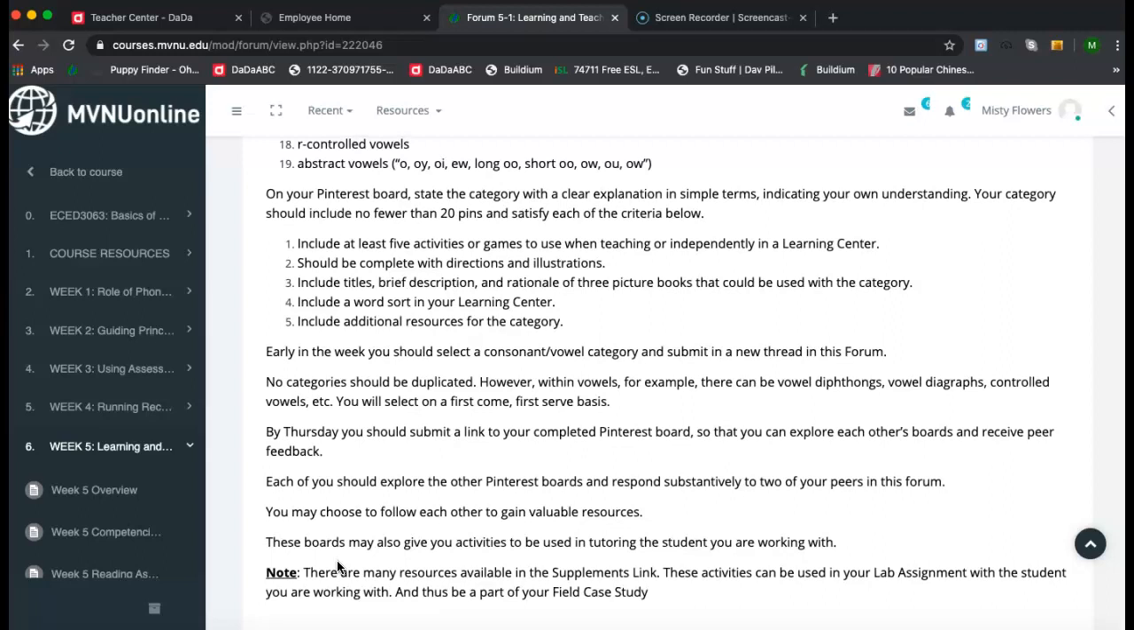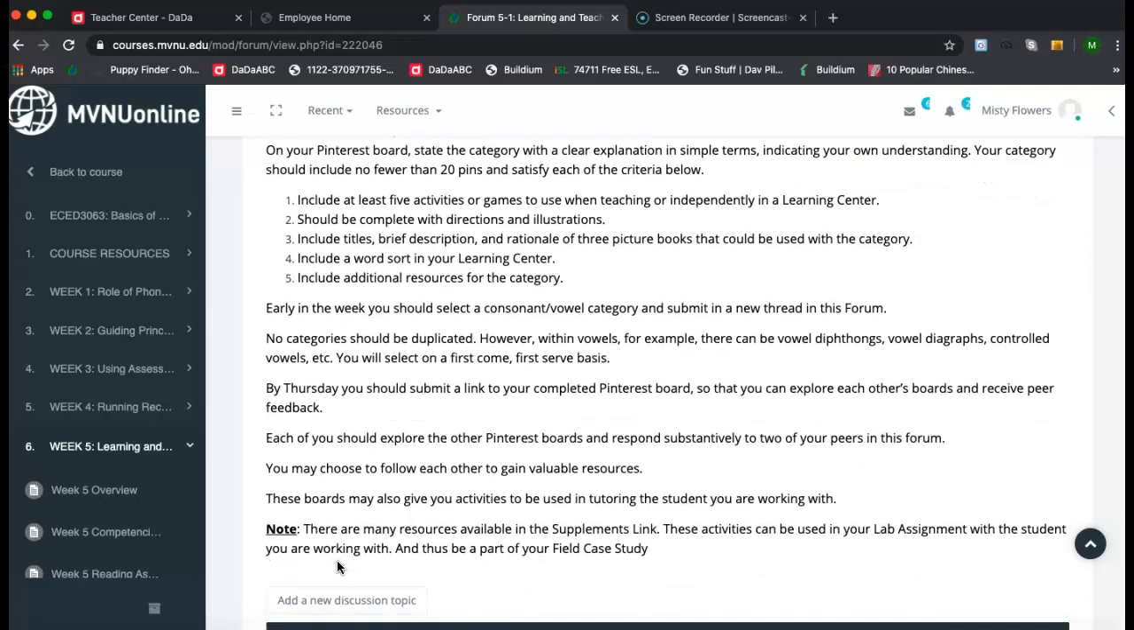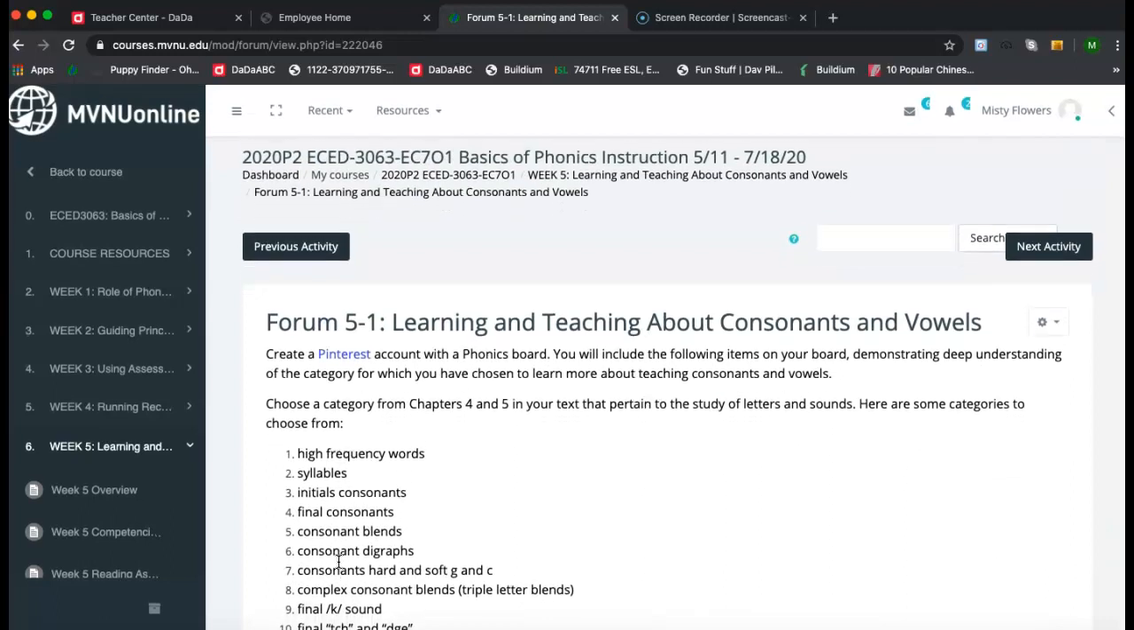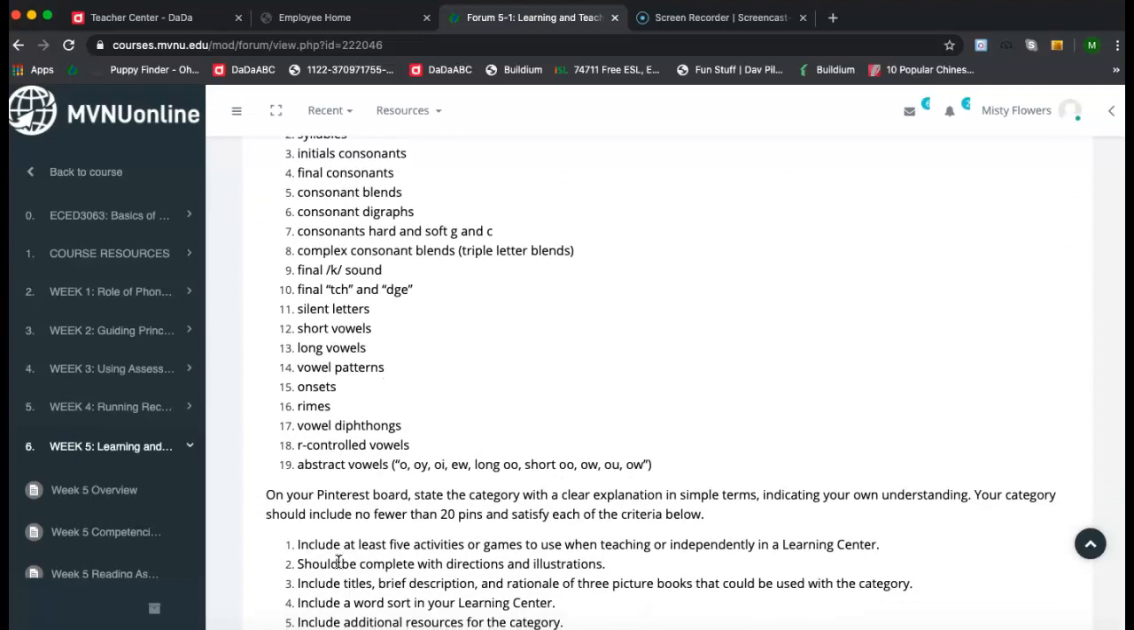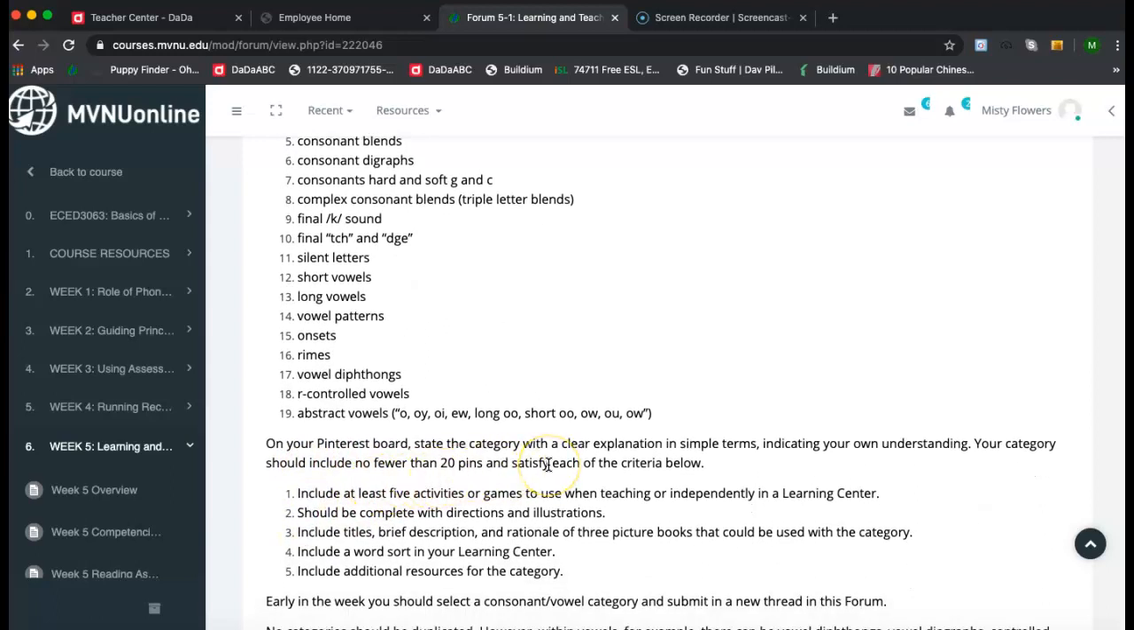These boards may also give you activities that you could use while tutoring your student. There's many resources available in the supplemental links. If you have any questions, please ask me. Remember that you need to include at least 20 pins, and these 5 criteria need to be met on your board.